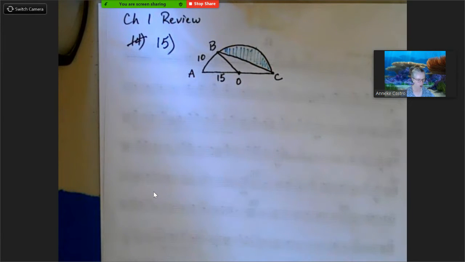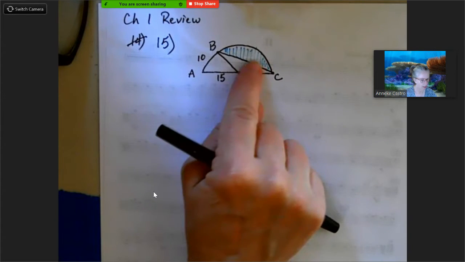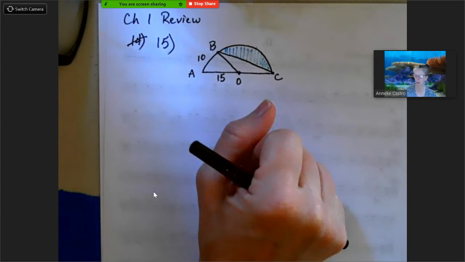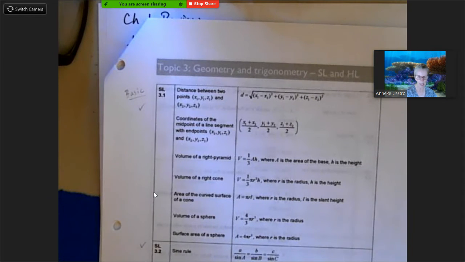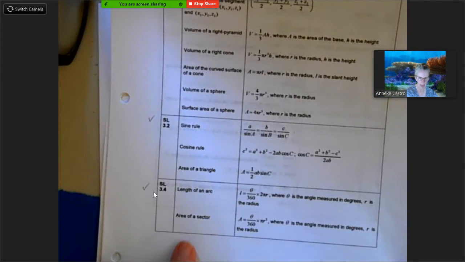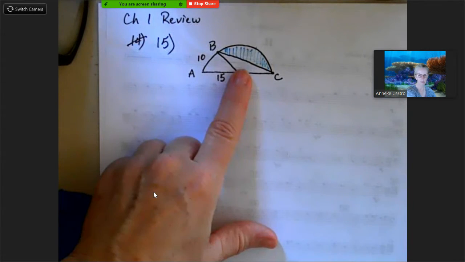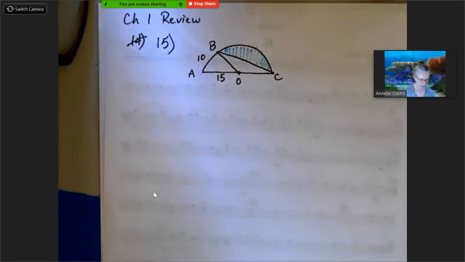All right, so in order to find the area of this little piece out here, we don't have a formula that does that directly. So if you look in the new formula packet, here are the area formulas: area of a sector, they have that. They have area of a triangle. They have length of an arc, but they don't have area of that, whatever that is. Okay, so we're going to have to figure it out.